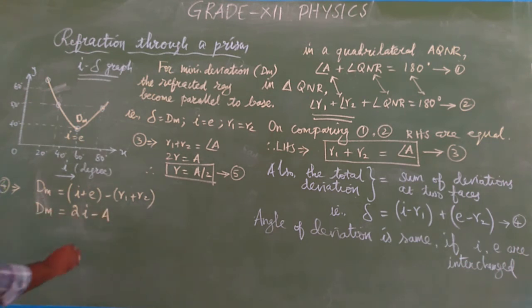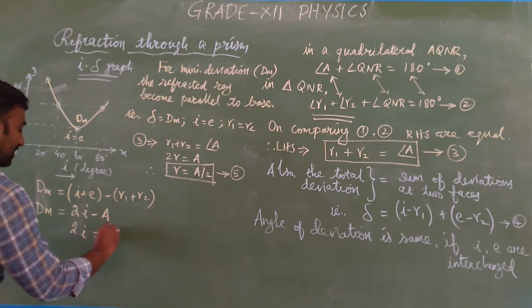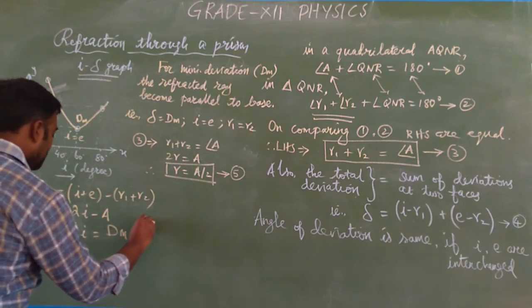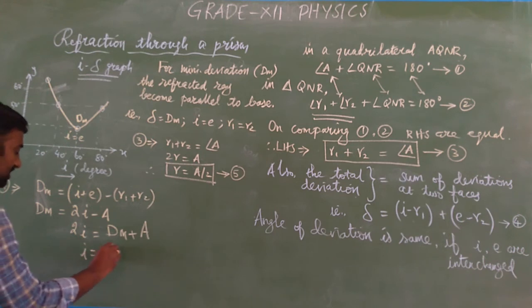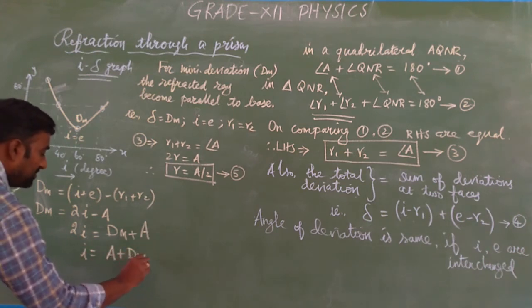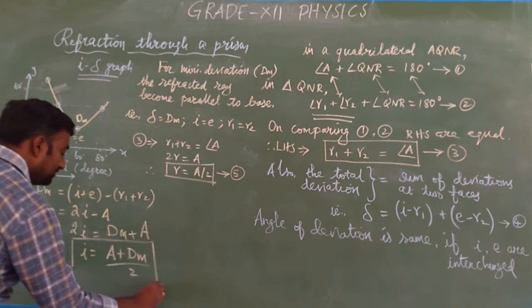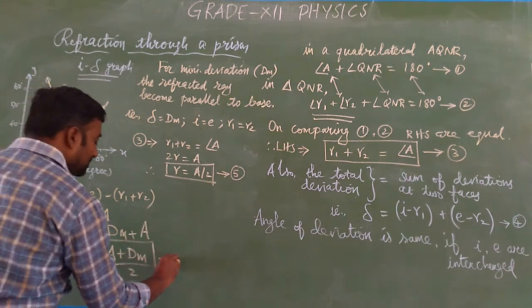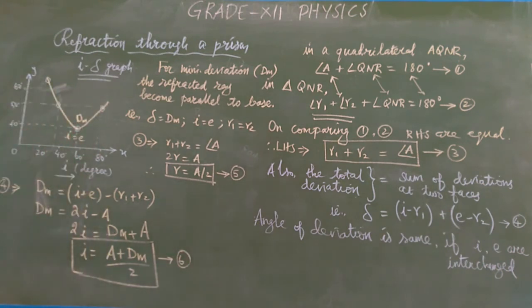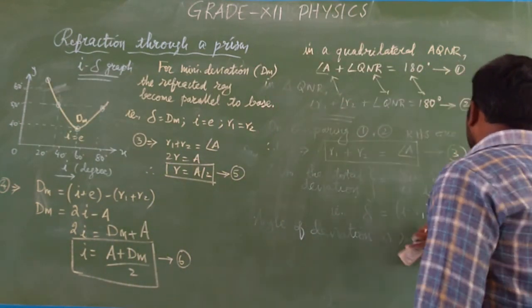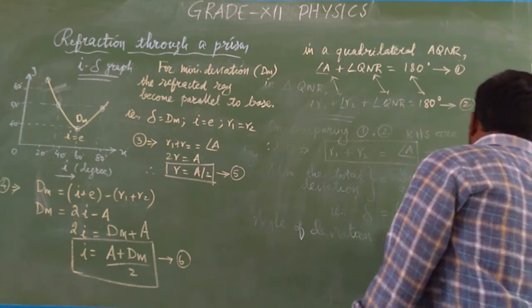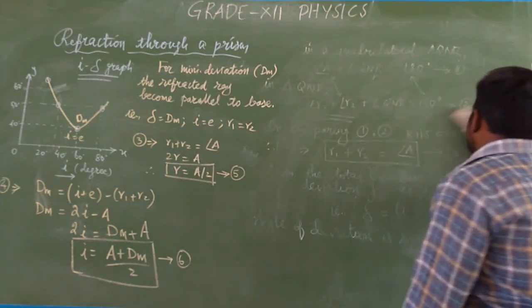But we'll get 2I is equal to angle of minimum deviation plus A. So this you are transferring to that side, no? Yes. Therefore, I is equal to A plus minimum deviation by 2. This is the angle of incidence, equation number 6. So we got the angle of incidence and the angle of refraction. The next one, we are going to find the refractive index of the prism and then the minimum deviation.